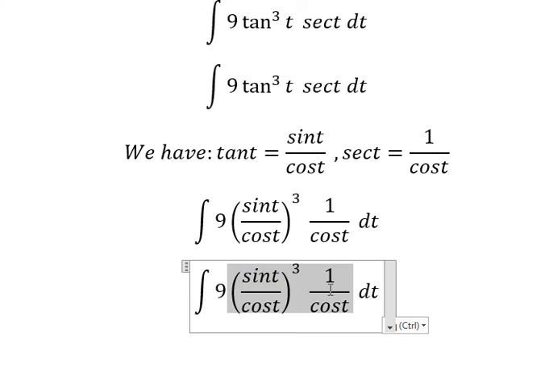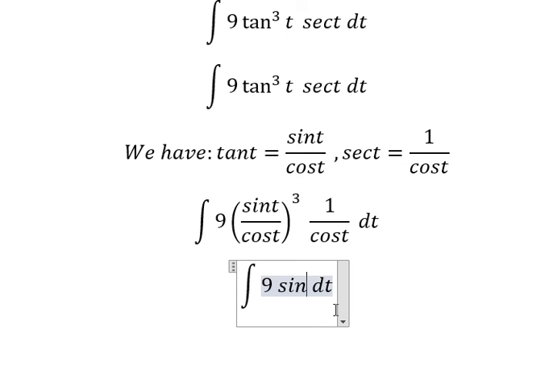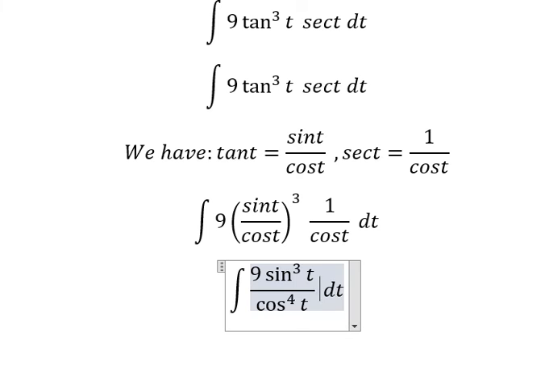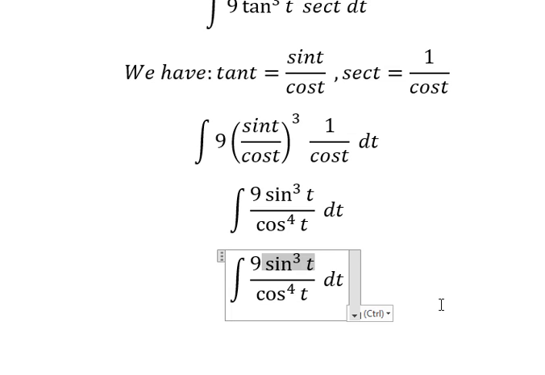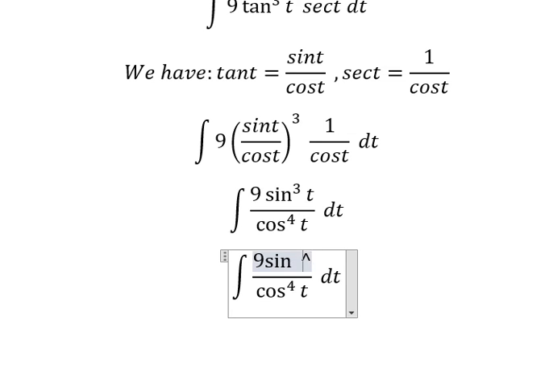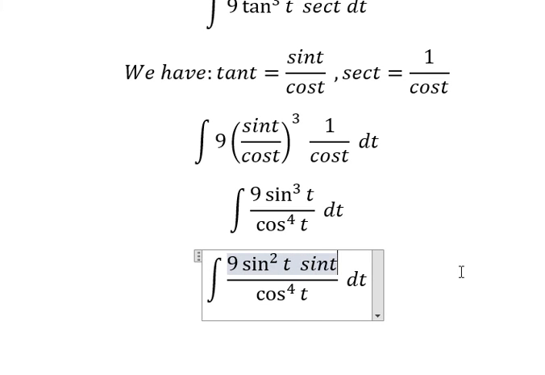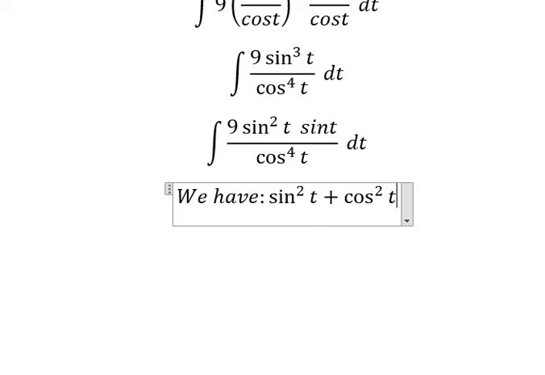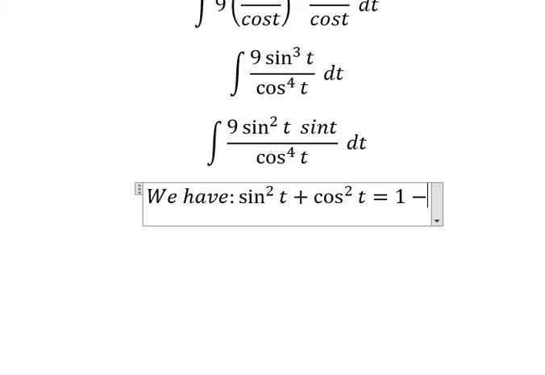Now we need to combine, and we have sin t to the power of 3 over cosine t to the power of 4. About this one, we put sin t squared and sin t. Next, we have the formula sin t squared plus cosine t squared equals number 1.